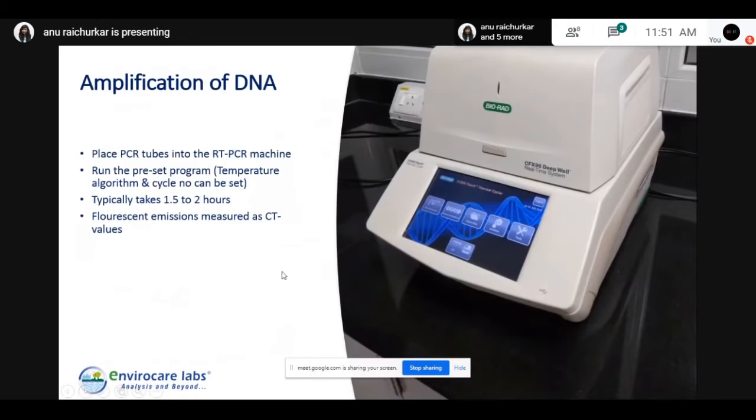After the extraction and master mix, the amplification process is the third and the most important step of a real-time PCR. The mixture that was prepared earlier is now placed into the real-time PCR machine. And here we have a lot of options wherein we can set the protocols as to what temperatures and what time combinations the process has to be done. Typically, it takes 1.5 to 2 hours. Based on the fluorescence emissions, at the end, we can determine the CT values. Based on these CT values, we will interpret whether the sample contains GMO or not.